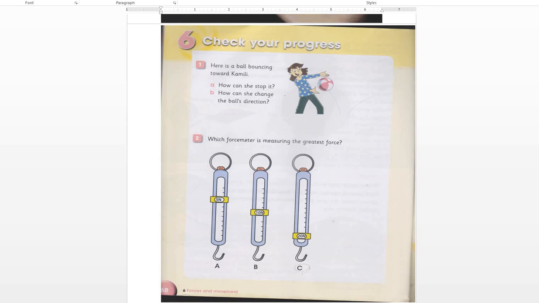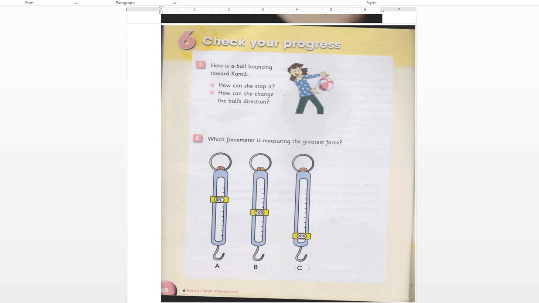So today we are going to do revision. Take your science learner's book and open page 68. Page 68, learner's book. We are going to check our progress together. Okay? Everything here is just revision from forces and movement. Push, pull, force meter, Newton, everything. We had already done it. So let's check our progress.